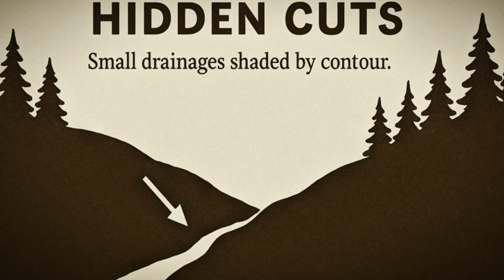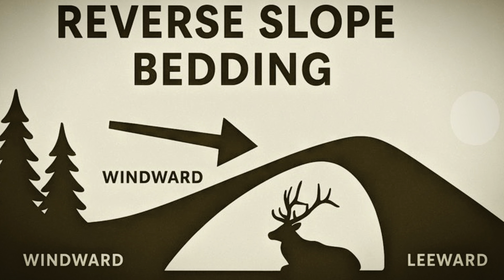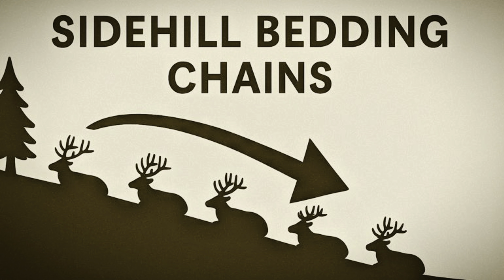Number 83 are your hidden cuts, the small drainages that are invisible at low zoom, and they're used for travel and bedding. Number 84 is shadow pockets, those cool shaded bedding areas used for thermoregulation, great still hunting targets. Number 85 is reverse slope bedding, beds just below the ridge tops on the leeward side, right, the side away from the wind, where animals gain a more consistent wind and visual advantage. Number 86 is side hill bedding chains, which are just a series of connected bedding spots along a particular contour. Elk and mule deer often cycle through them based on the wind.